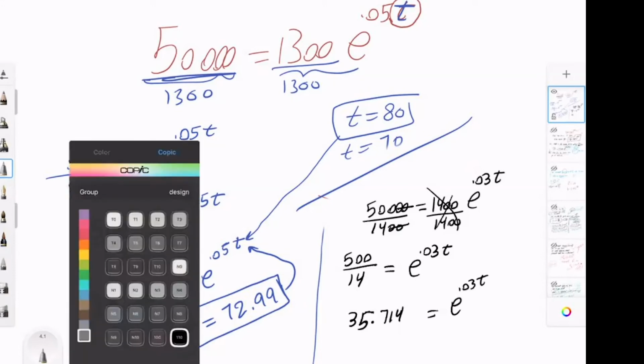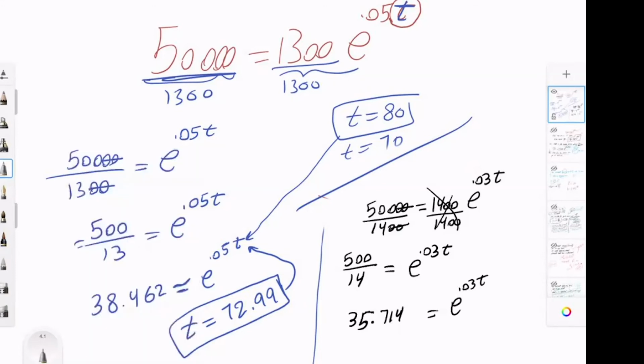In the next 10 minutes, you're going to learn this. It might be that you can do it by graphing calculator, but we don't want to go there. You take an ln here, and you take an ln this side. In your calculator, there is an ln button. They call it natural log. So this side will be 0.03 t. Can you tell me what is ln of 35.714?